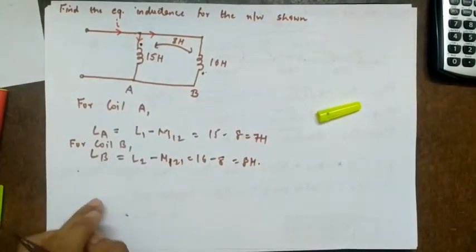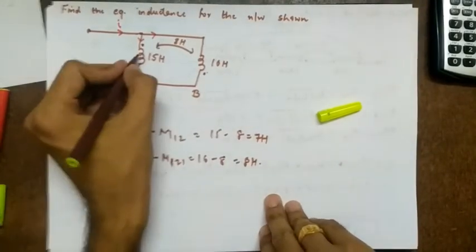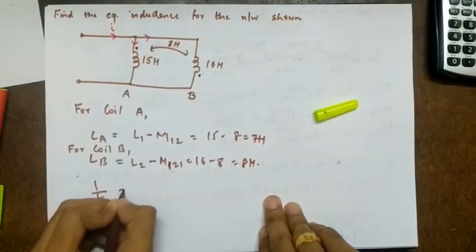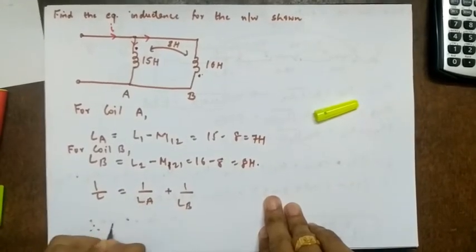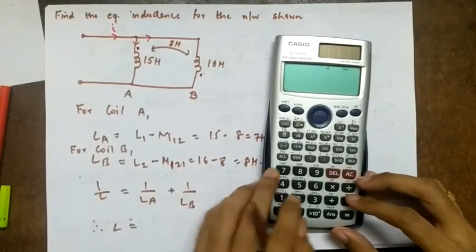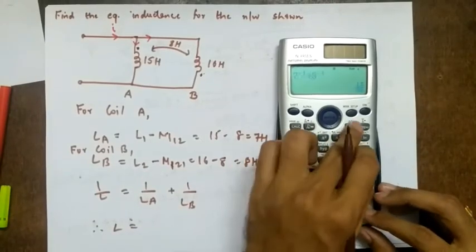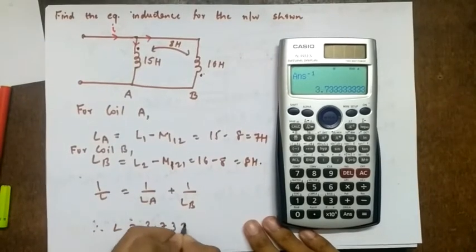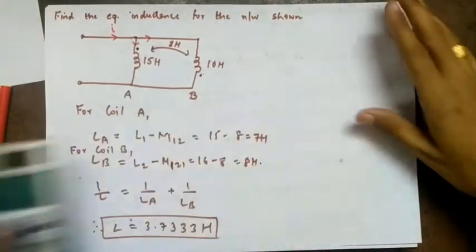Now we have got the LA and LB, right? So what will be the inductance? It is in parallel, so inductance in parallel is the same as resistance in parallel. So 1 upon L will be 1 upon LA plus 1 upon LB. You can use this directly in the exam also. So LA is 7, LB is 8, so L equals 3.7333 Henry. Right, so this is the way you have to solve this sum.